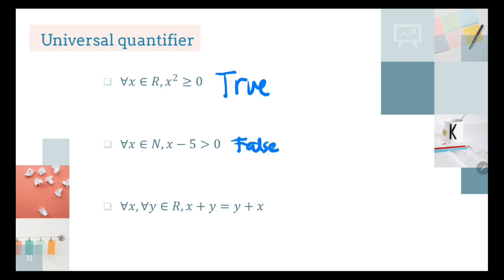So to back up our answer that it is false, we need a counterexample. So I think if your x is equal to 1, maybe. That would give me 1 minus 5 greater than 0, and that is negative 4 greater than 0, which is a false statement. So that would mean the whole statement is false. Next, the third one is true.